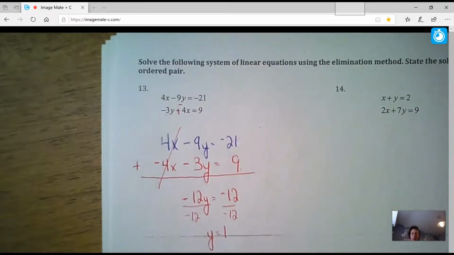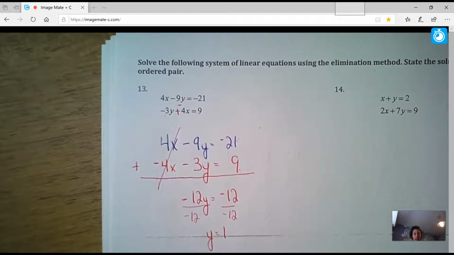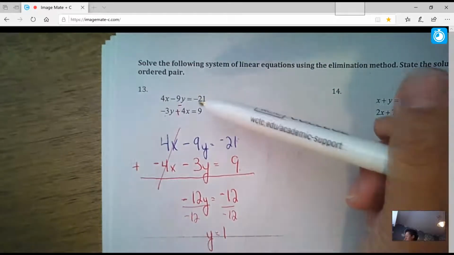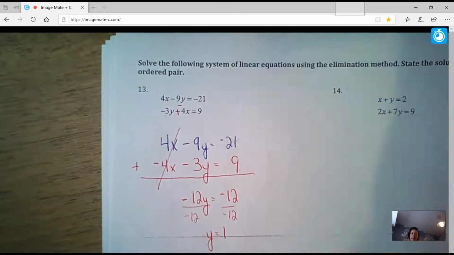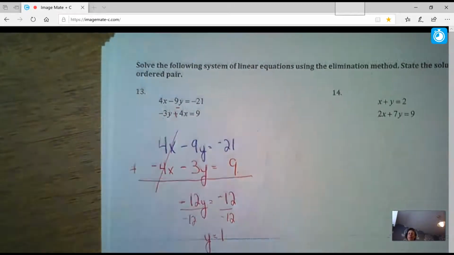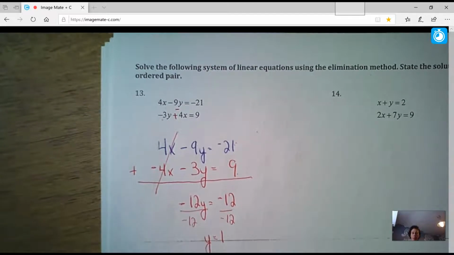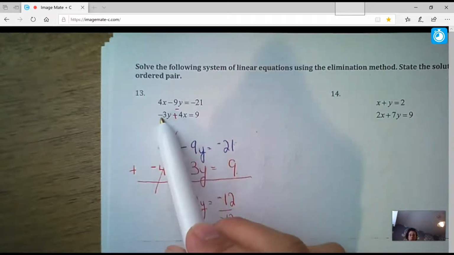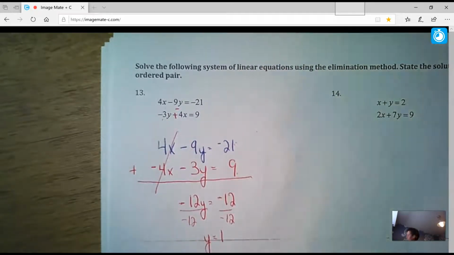So now what I need to do is go back and find x. And so when I go back and find x, I have to figure out which equation I want to put this into. I don't know if there really is a better one. I tend to go with the one that has the smallest numbers in it, or the one that has more positive numbers. I think they're about the same as far as the amount of negative numbers, but I like this bottom one just because they're smaller numbers overall, and that's probably going to be easier to do in my head.